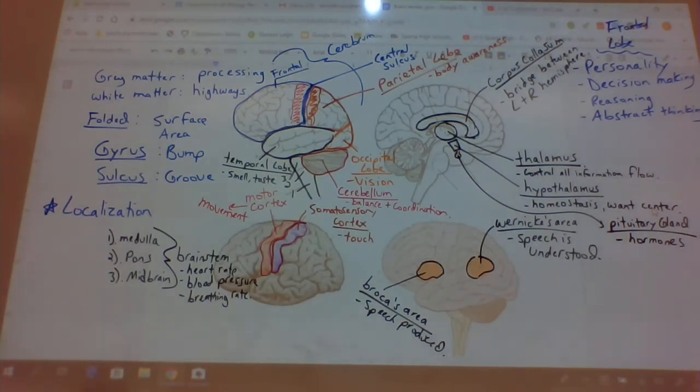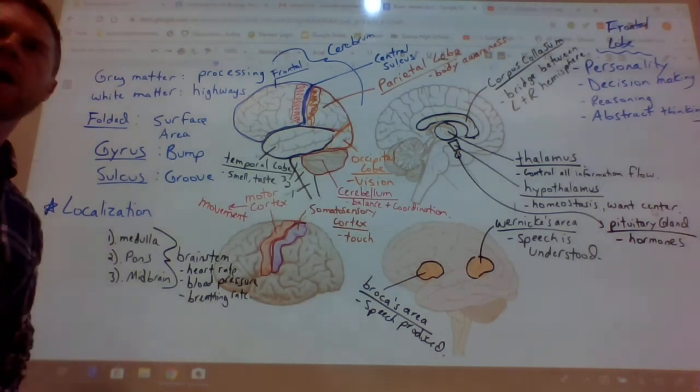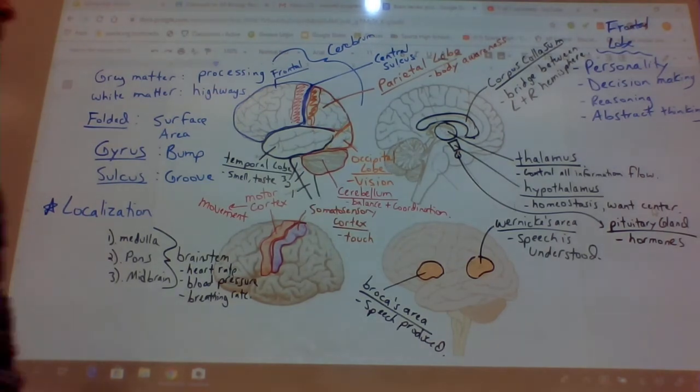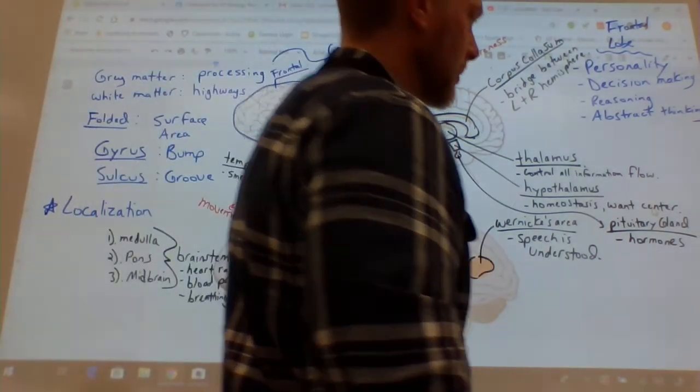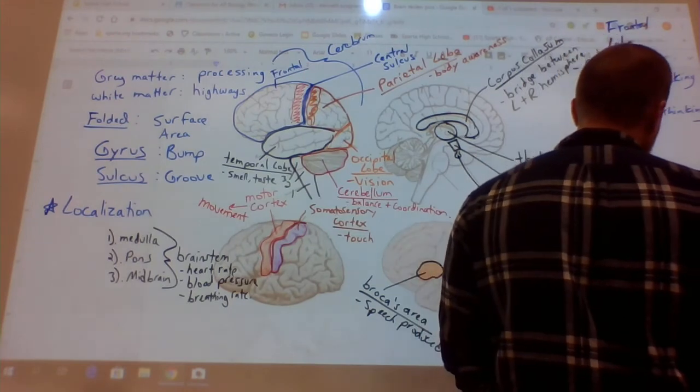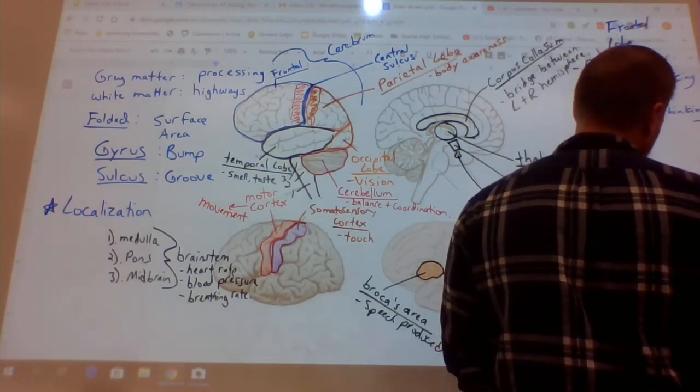We're almost there. You guys are doing a fantastic job. Two more brain structures that are not on these pictures. You're not going to have to identify them, but you have to describe their functions. You can't see them in these pictures. One is the amygdala.